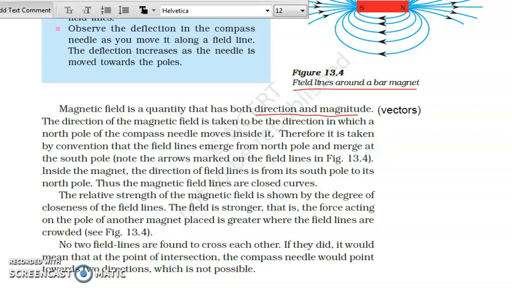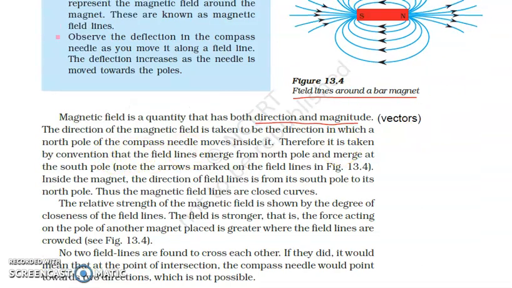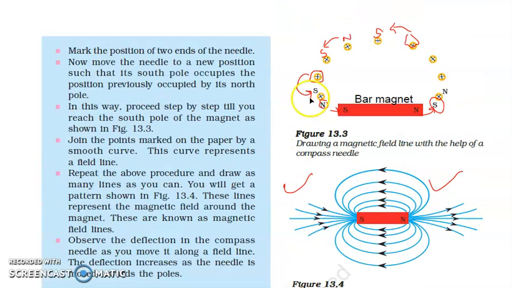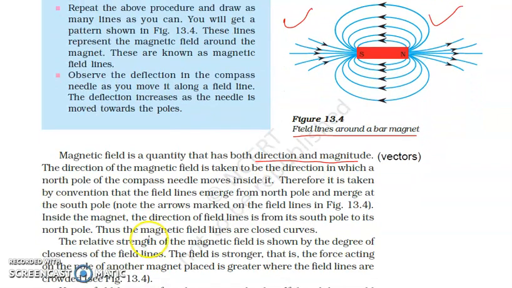Okay. So what next has been given is the direction of magnetic field is taken to be the direction in which the north pole of a compass needle moves inside it. As you can clearly see in this diagram, the north pole is moving towards this here. So the magnetic field direction would be starting from the north end and ending towards the south end. In the same way here as well, it will be starting from the north end and ending at the south end. Therefore it is taken by convention that the magnetic field lines emerge from the north pole and merge at the south pole. Note the arrows marked in the field lines. So these are the arrows that have been marked.